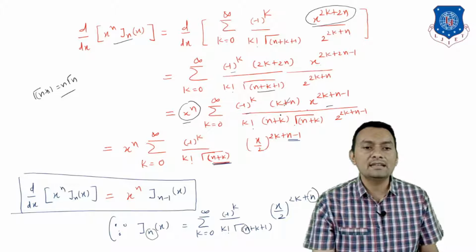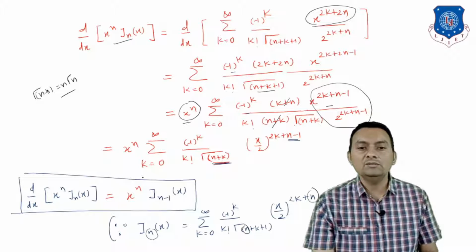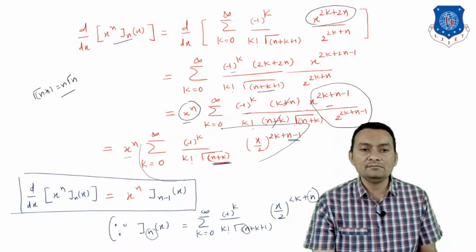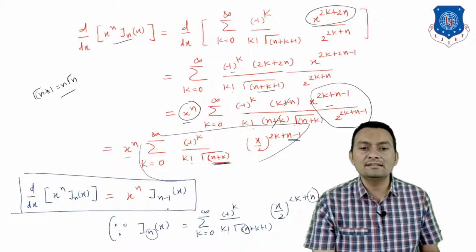Now you can see that the k+n will cancel out. So what we will have is x^n times the summation from k equals 0 to infinity of (-1)^k, and here we can combine these two terms, so we will have (x/2)^(2k+n-1), and the remaining is gamma(n+k). Now this is x^n times a formula, and this formula is exactly Bessel's function of order n-1. How can we verify that?